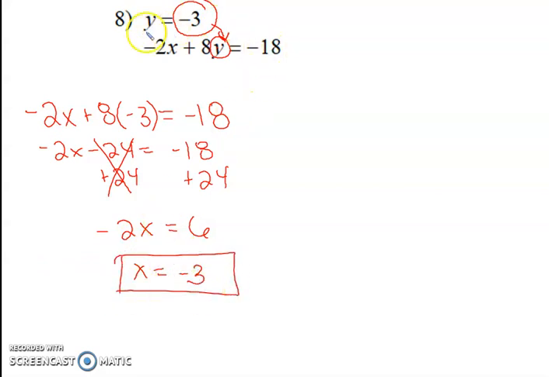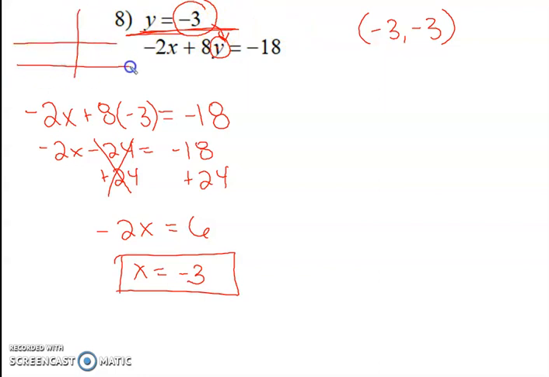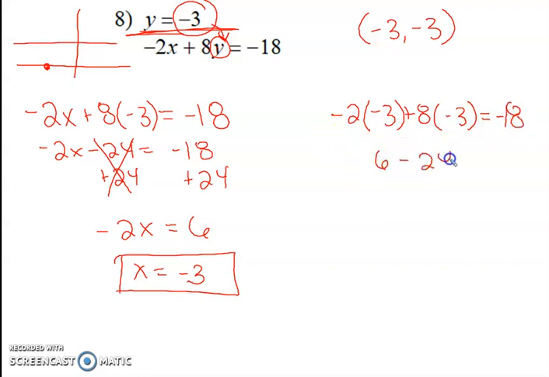So I have an x and I have a y. Negative 3, negative 3. I have to check it in both. Can I have a y equals negative 3 and an x equals negative 3? If I have the line y equals negative 3, can I have a point right here? Yeah. So then I have to plug it into the other. Negative 2 times negative 3 plus 8 times negative 3 equals negative 18. Does 6 minus 24 equal negative 18? Yes. So it works in both equations. So we are right. This is the solution.